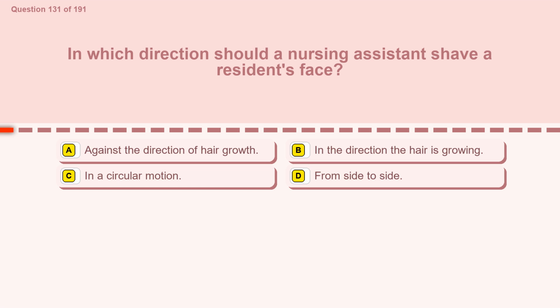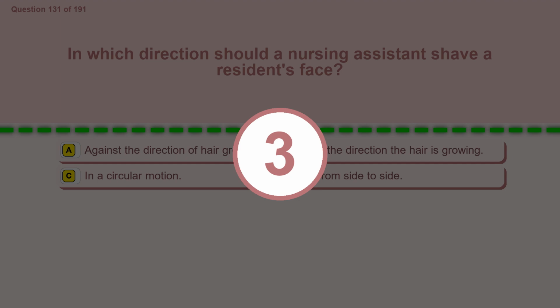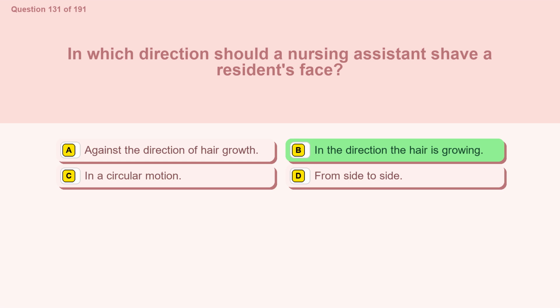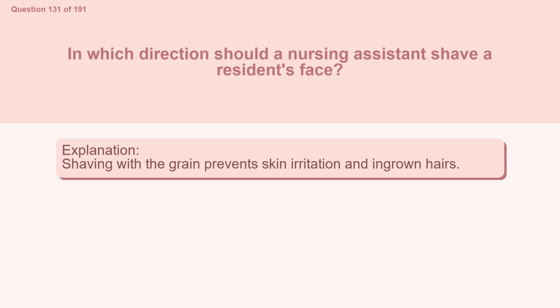Question 131. In which direction should a nursing assistant shave a resident's face? Option A. Against the direction of hair growth. Option B. In the direction the hair is growing. Option C. In a circular motion. Option D. From side to side. The correct answer is option B. In the direction the hair is growing. Shaving with the grain prevents skin irritation and ingrown hairs.